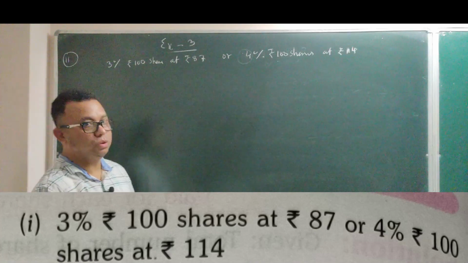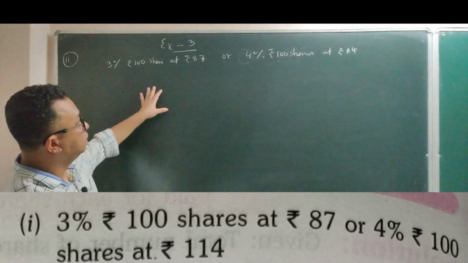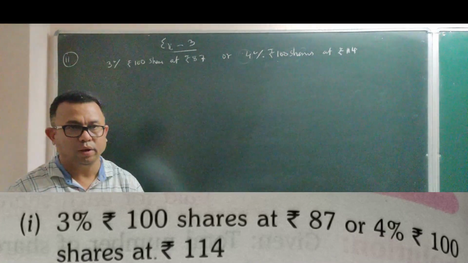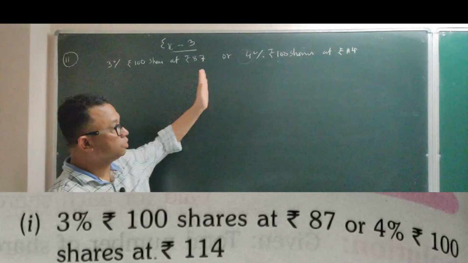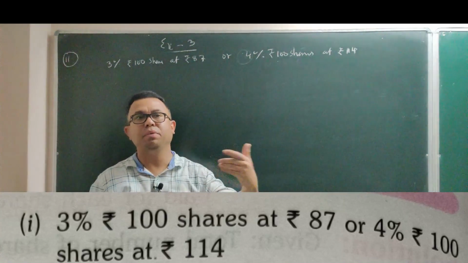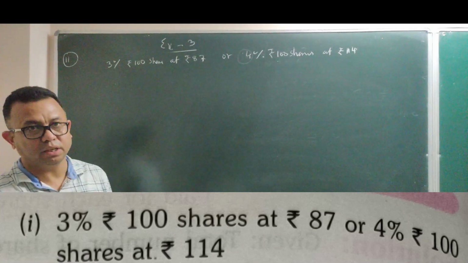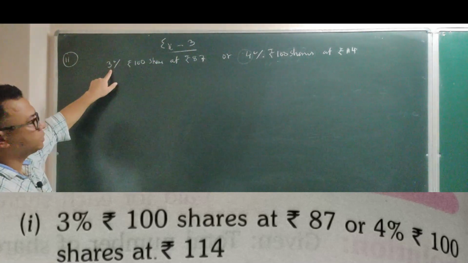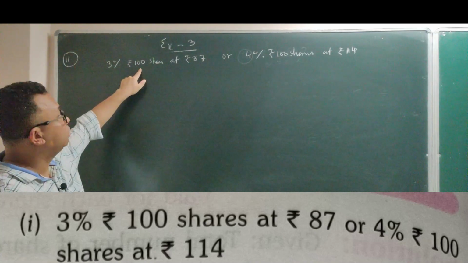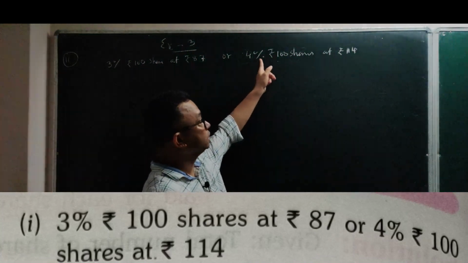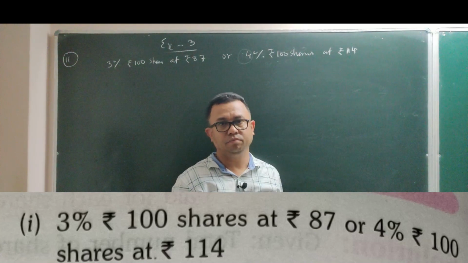So now somebody is coming to you and asking for your opinion: which share should I put my money on? Should I put in this or should I put in this one? Which is going to give me better return? Which is going to give me more profit? That is what the question is telling us. 3% means dividend percent. This is nominal value. This is market value.